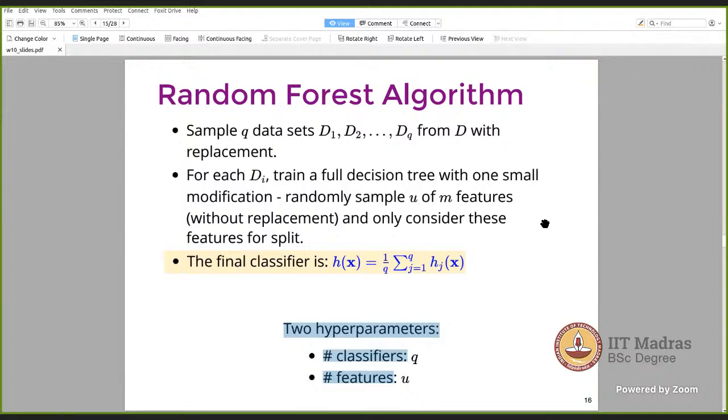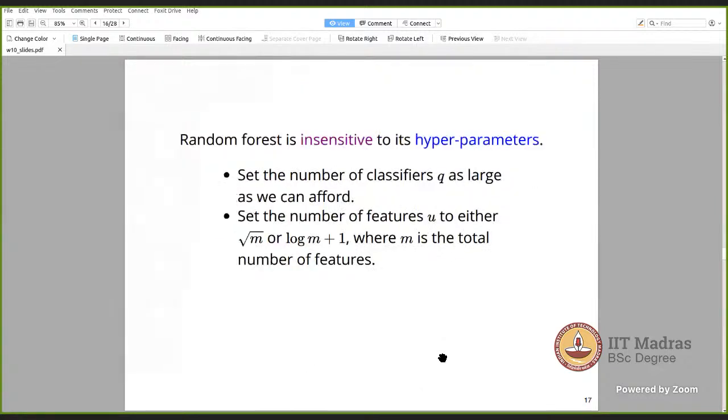Okay, you can think of two things that we need to tune in case of random forest. First, how many base estimators we should use, that is Q, the number of classifiers. Second, how many features we should give to each of these base estimators, that is U here. So these are two hyperparameters that you might need to choose.